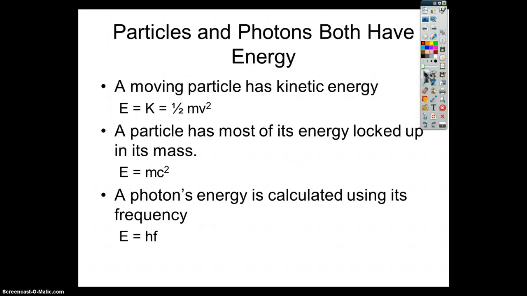So this next one says particles and photons both have energy. We know that the kinetic energy of a moving particle is 1/2 mv squared. A particle has most of its energy locked up in its mass. So if you split an atom, you get a lot of energy. That's where we get our nuclear bombs. And a photon's energy is actually calculated using its frequency. So we can set those two equal to each other, and that will really help us look at some different problems here.